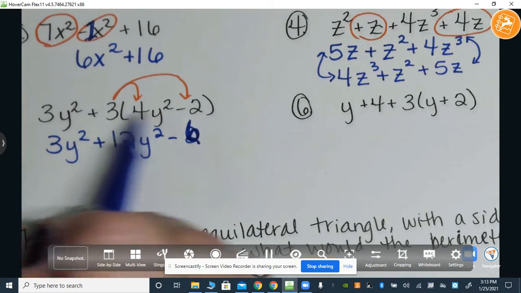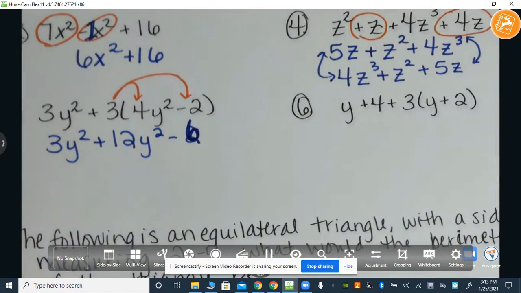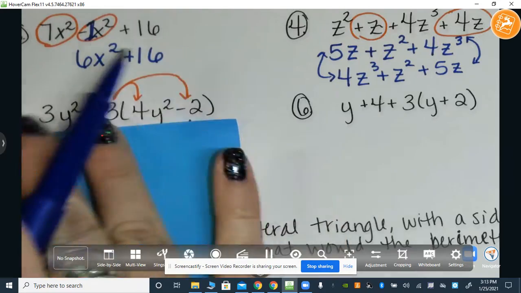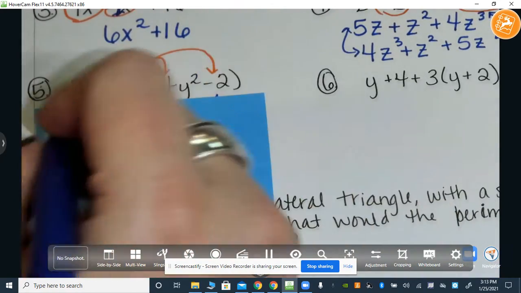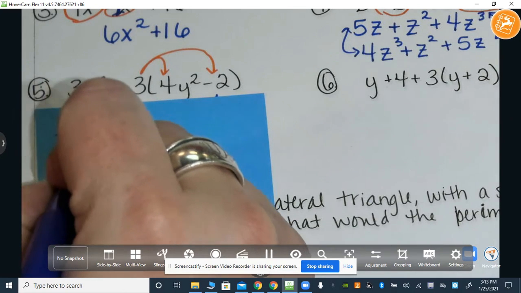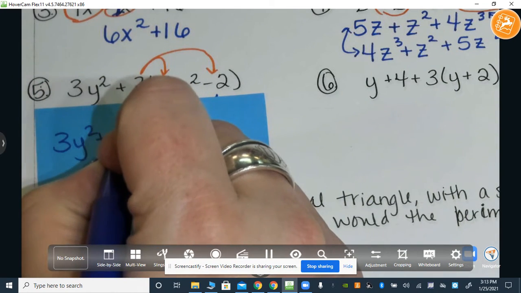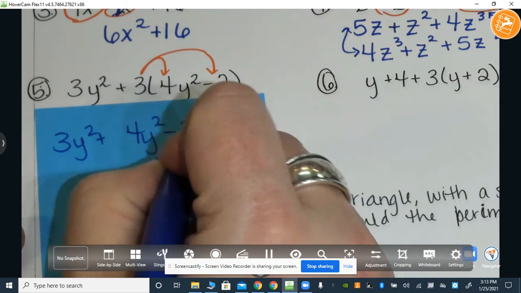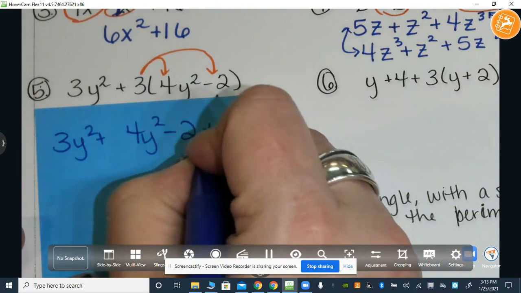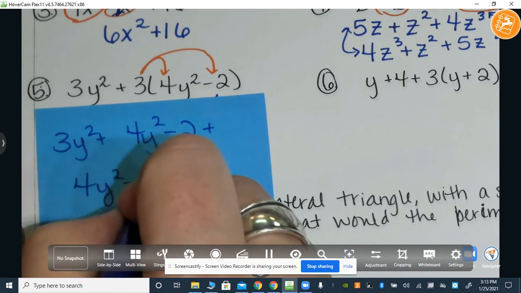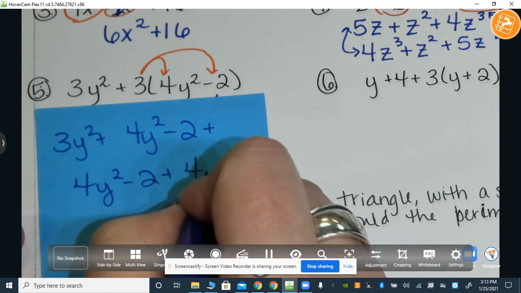Okay, I want to talk to you about this. So if I wrote it out, it would look like this. Another way to show the distributive property: 3y squared plus one group plus another group plus another group.